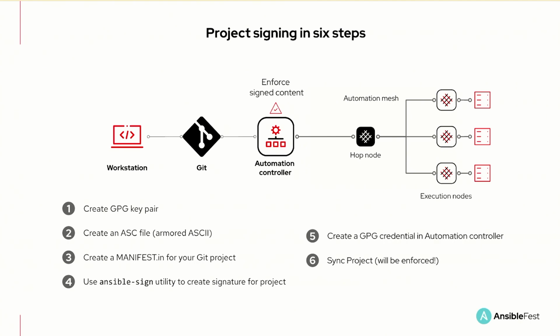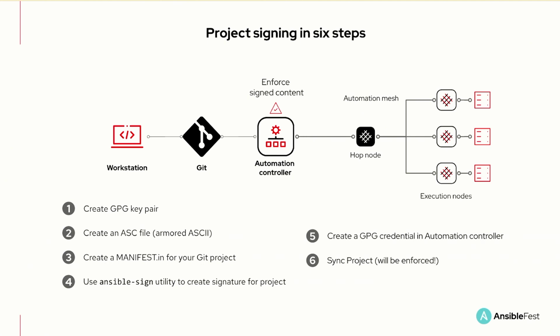Third one is create a manifest in your Git project. Okay, so I have a Git project that holds 10 of my playbooks. You want to make sure that you're creating a manifest file that tells Ansible Sign, which is another tool, which is the 4th step here.